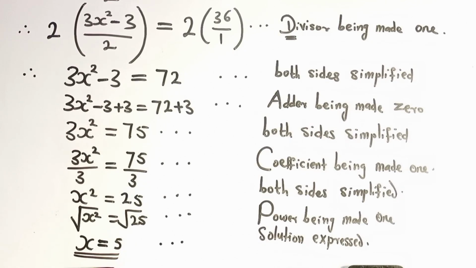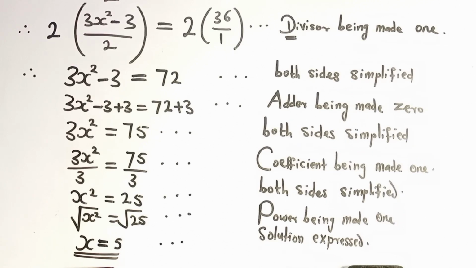The next thing is going to be that this x to the power 2, which is not the power 1, has to be made to be power 1. So far, at this level, we have applied 3 skills. What are they? Making divisor become 1, making adder become 0, and now making the coefficient become 1. Now, it no longer has 3 as coefficient. It now has 1 as its coefficient. The final skill to be applied is how to convert these two to become 1.